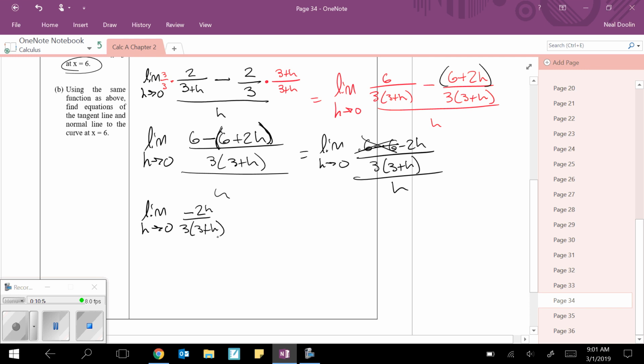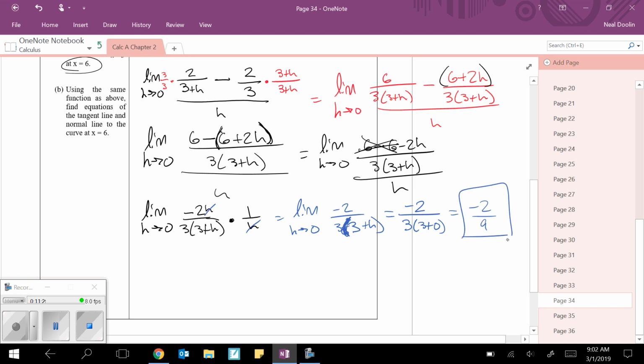And then how about instead of dividing by h, let's say times 1 over h, because we can get it to divide out here. Whoops, parentheses, 3 times 3 plus h. And we're finally at a place where we can actually substitute in 0 for h and have something come out. We get negative 2 over 3 times 3 plus 0 equals negative 2 over 9. There's our instantaneous slope of that curve at the point x equals 6.